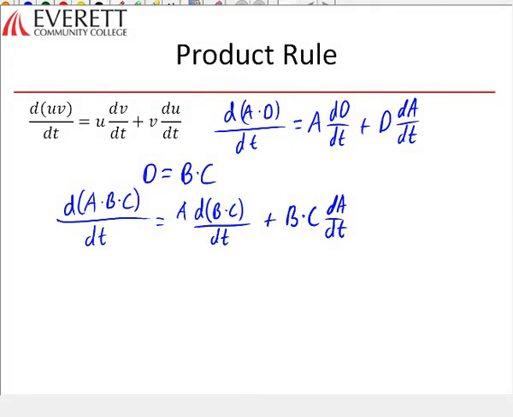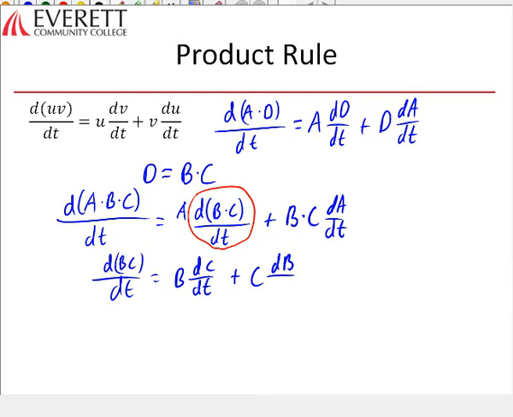Okay, now all we have to do is look at this. We have another product rule to do. We have a nested product rule. So I'm going to go ahead and perform that product rule, and we'll just say that the derivative of bc with respect to t is equal to the first one times the derivative of the second one plus the second one times the derivative of the first one. There we go. Now we have the derivative of bc with respect to t, and we can go ahead and substitute that in right here. So we're going to have the derivative of a times b times c with respect to time.